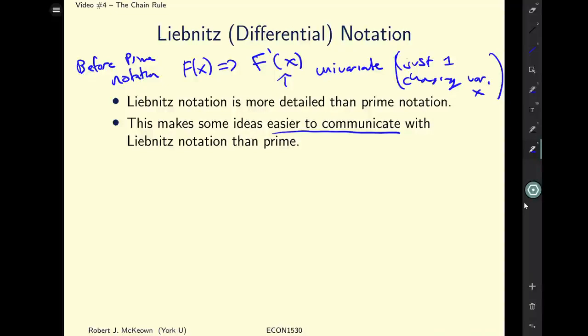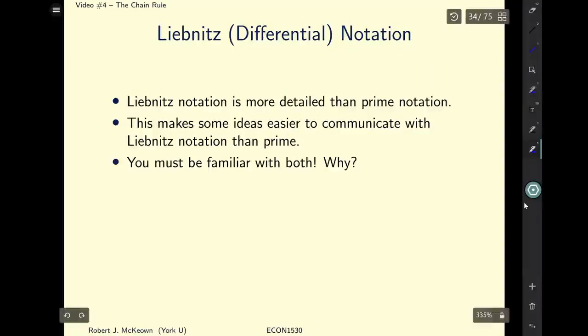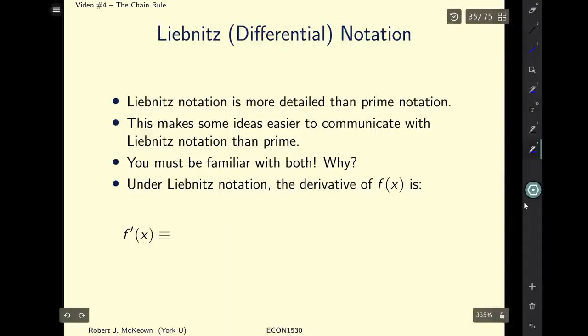You'll get a taste of what that's like when we look at implicit differentiation in Chapter 7. So you need it because it's going to give you some more detail. And also in this course, you're going to be tested on both, so you need to know both.